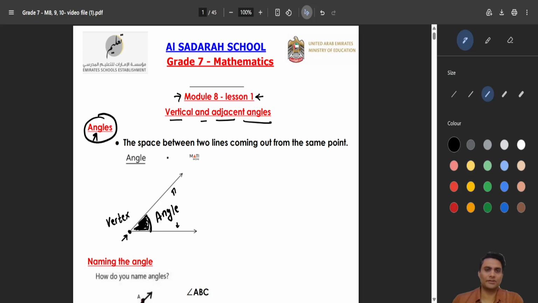Let us read the definition. The space between two lines coming out from the same point. This same point is known as vertex, and these lines are known as rays. So from the vertex, two rays are coming out, and the space between them is angle. Okay.